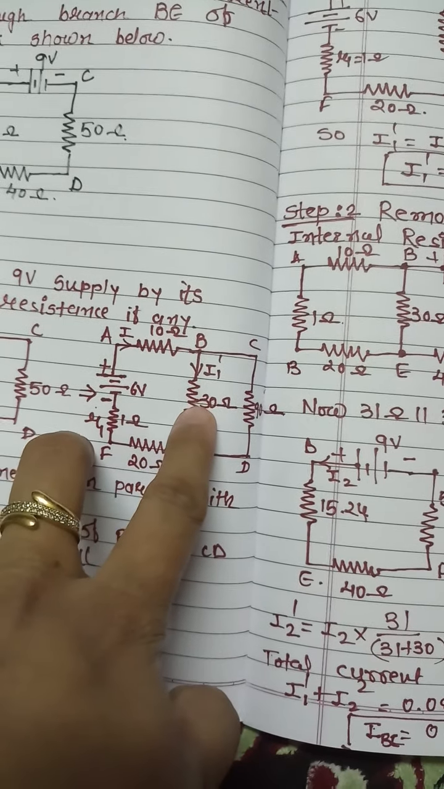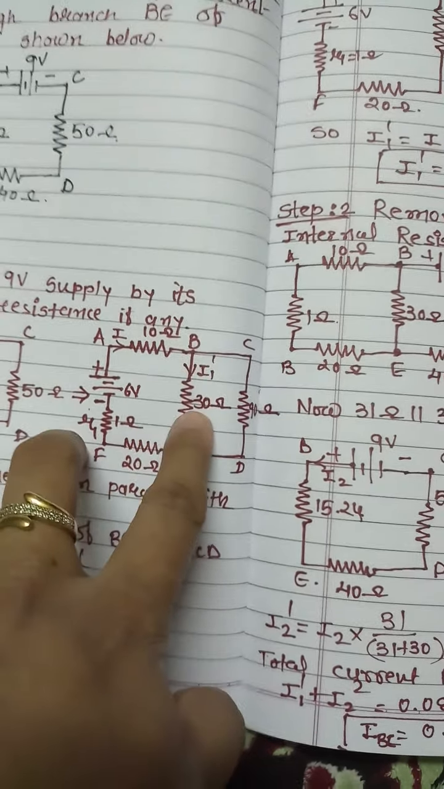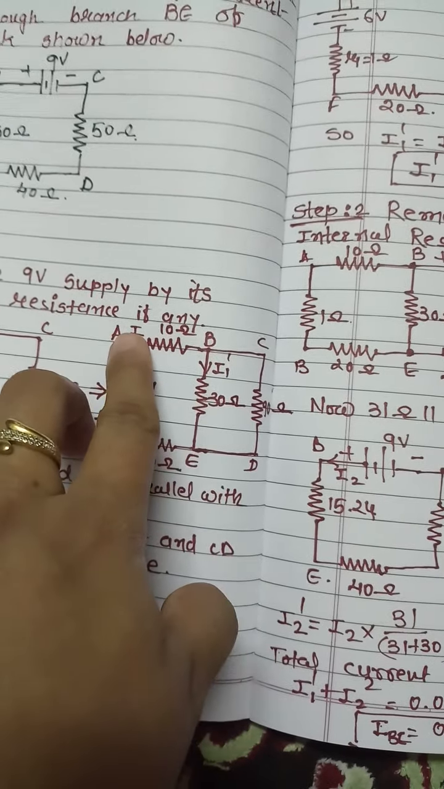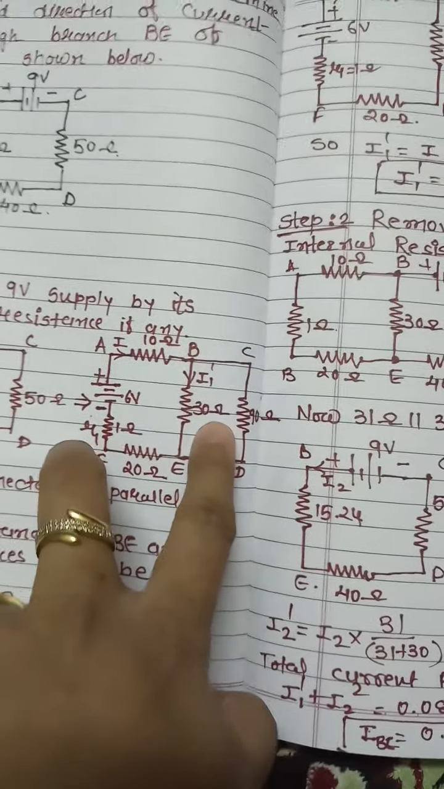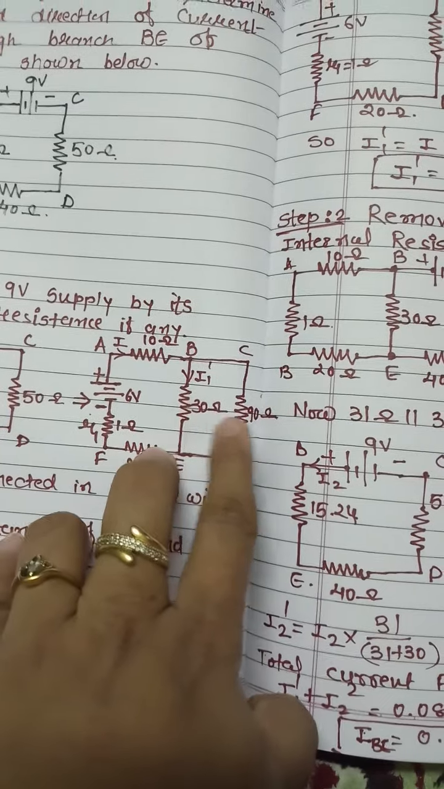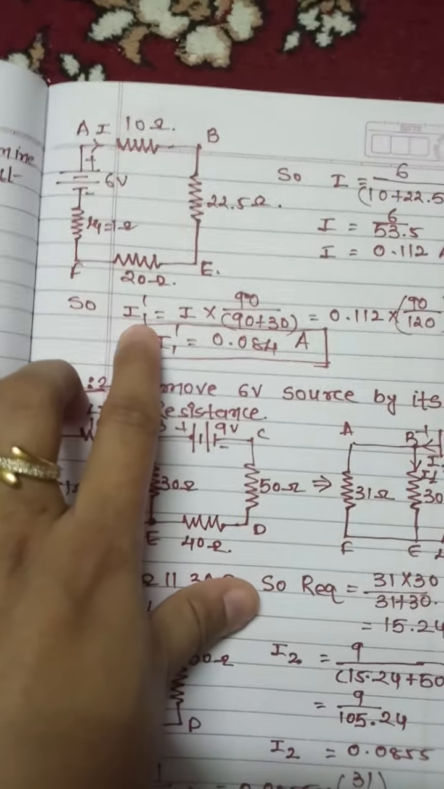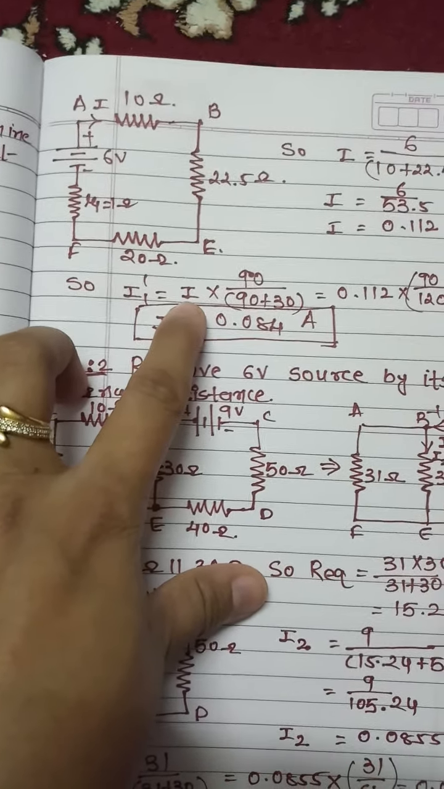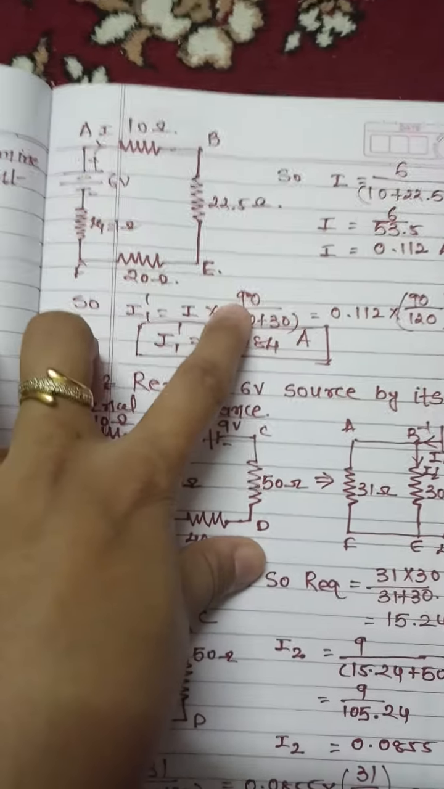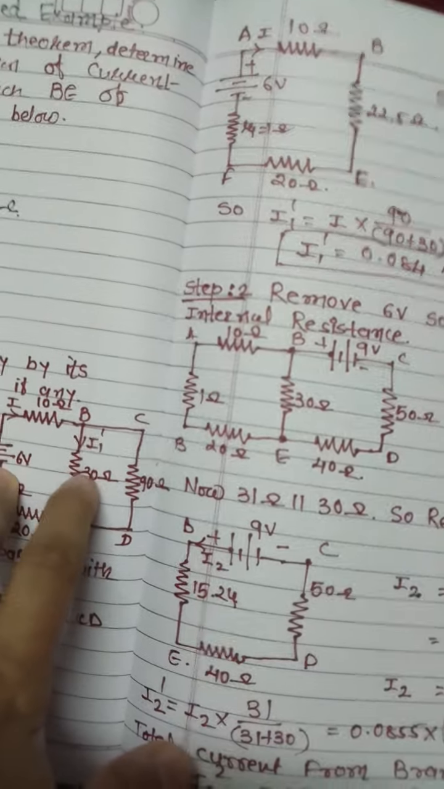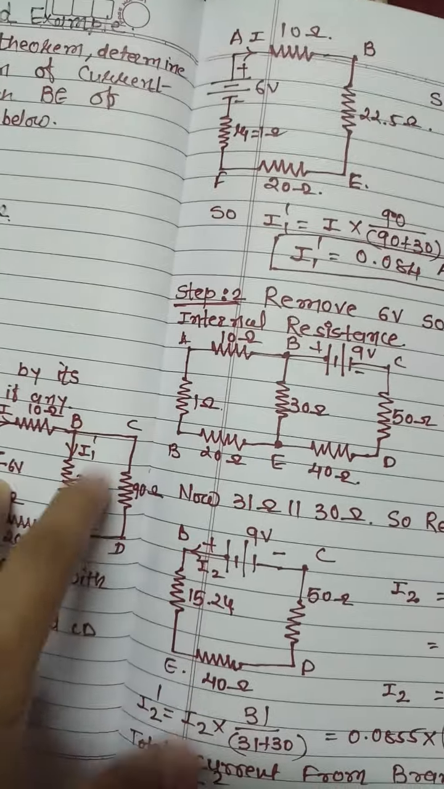If you find the value of the current passing through the 30 ohm resistance, then that current is equal to the total current times the resistance of the opposite branch divided by the sum of both branches. So our equation will be like this: I1 dash is equal to I, the total current supplied by the 6 volt source, times the resistance of the opposite branch. The opposite branch of the 30 ohm is the CD branch.